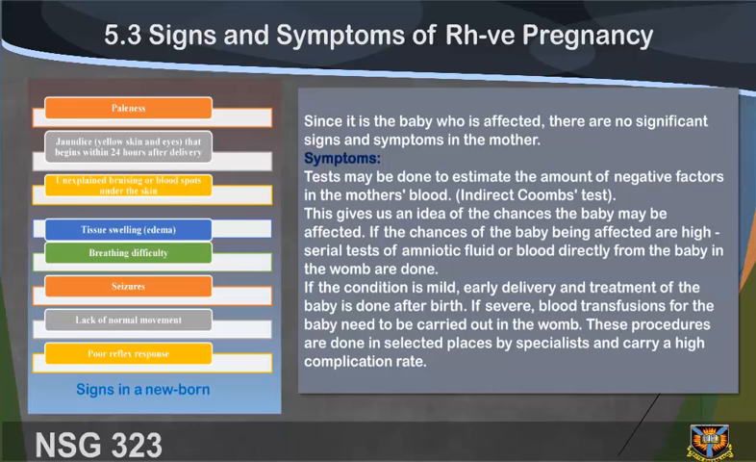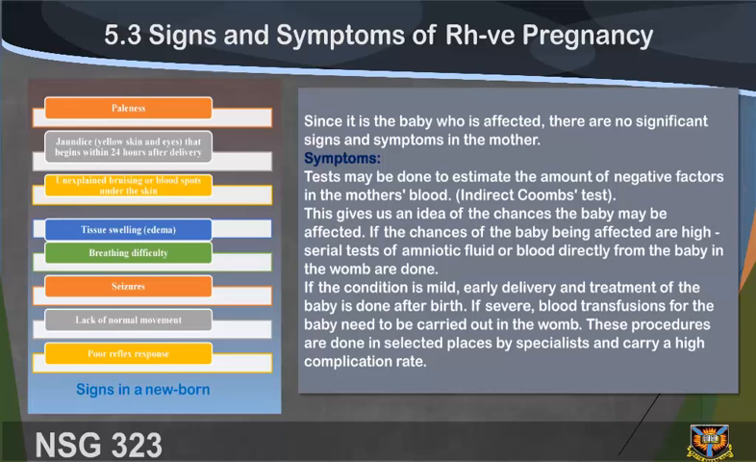5.3. Signs and symptoms of Rh negative pregnancy. Paleness, jaundice, yellow skin and eyes that begin within 24 hours after delivery. Unexplained bruising or blood spots under the skin. Tissue swelling, edema. Breathing difficulty, seizures, lack of normal movement, poor reflex response. Since it is the baby who is affected, there are no significant signs and symptoms in the mother.